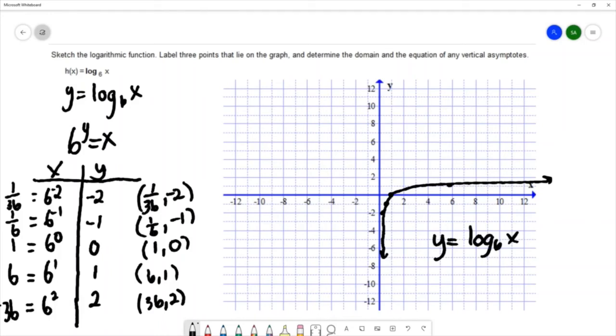We also want to determine the domain. If we take a look at our picture, we can see that our graph is only to the right of the y-axis. And our domain will be 0 to infinity. You can also notice that your vertical asymptote will be right on top of the y-axis, which is the vertical line x equals 0. So that's the location of our vertical asymptote.